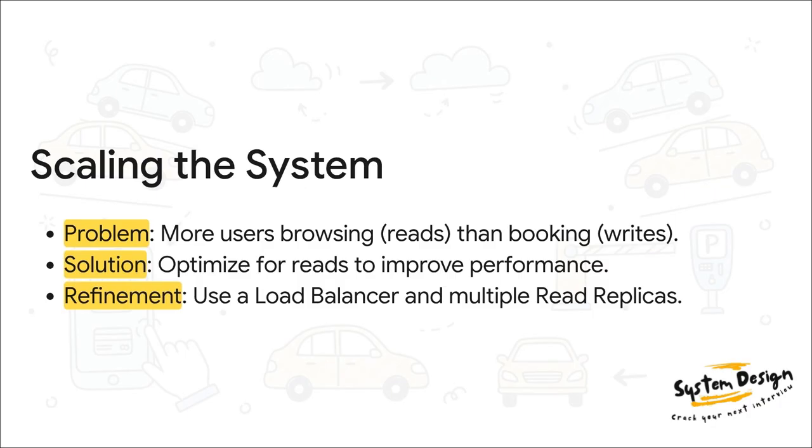But what happens when our app gets really popular? We have to think about scale. And we can guess that way more people are going to be just browsing for spots than are actually booking them at any given moment. So we have a read-heavy system, and we can optimize for that.